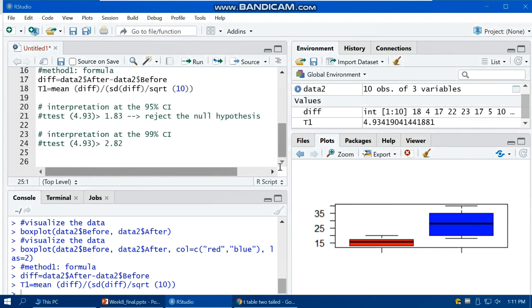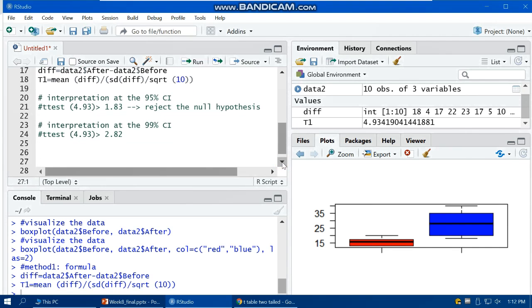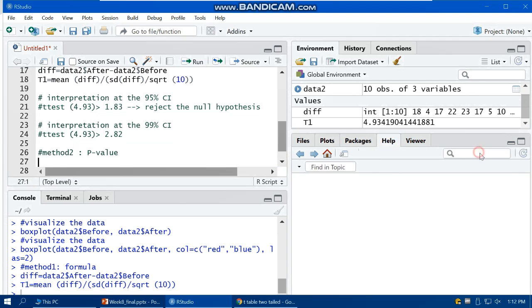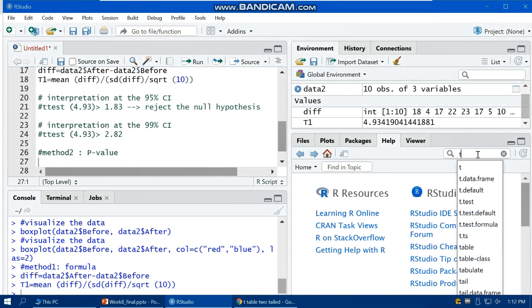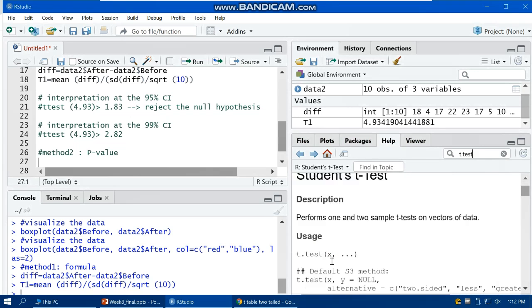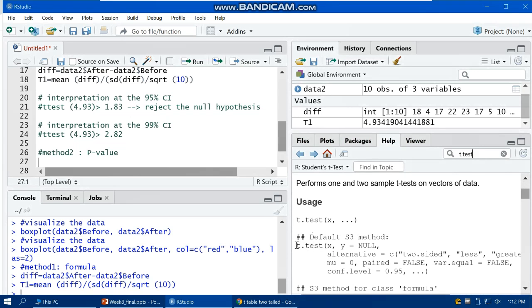Now I'm going to solve this with method number 2, which is using the built-in functions in R. So method 2 is the function, also called the p-value technique, which is super easy. Again, it's like the previous test that we used for the unpaired test, t-test. So we use t.test.